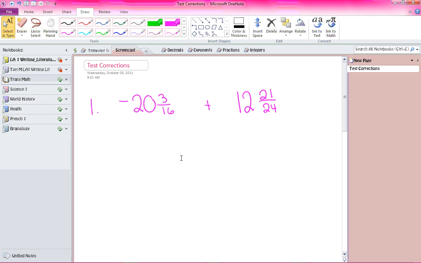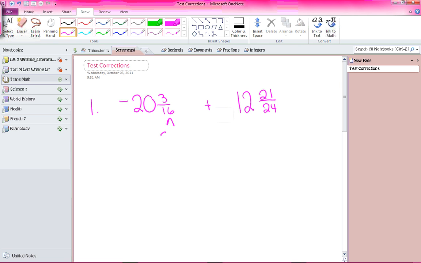For my math test corrections, I'm going to do a walkthrough for 2 of the problems on the test. So my first problem is negative 20 and 3/16 plus 12 and 21/24. I'm going to start off by doing the prime factorization of 16 and 24.